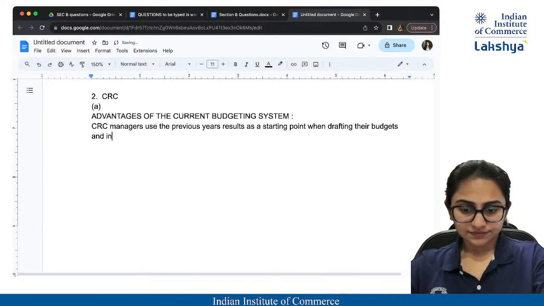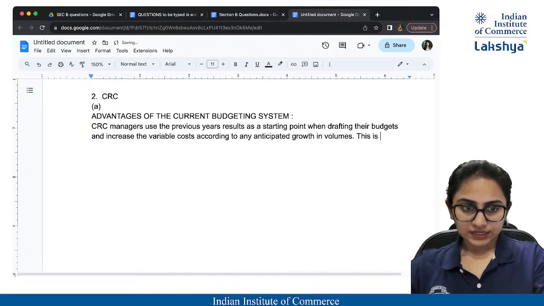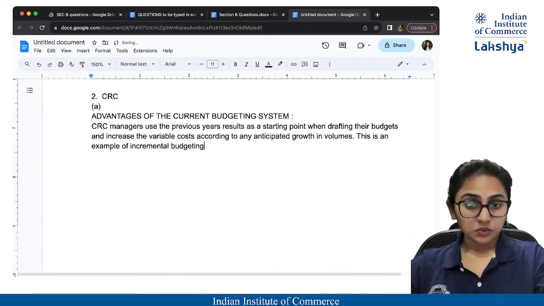And increase the variable cost according to any anticipated growth in volumes. This is an example of incremental budgeting. What is incremental budgeting?